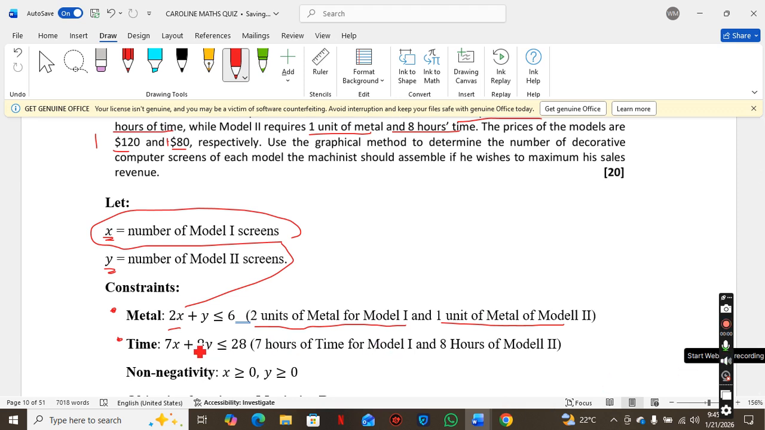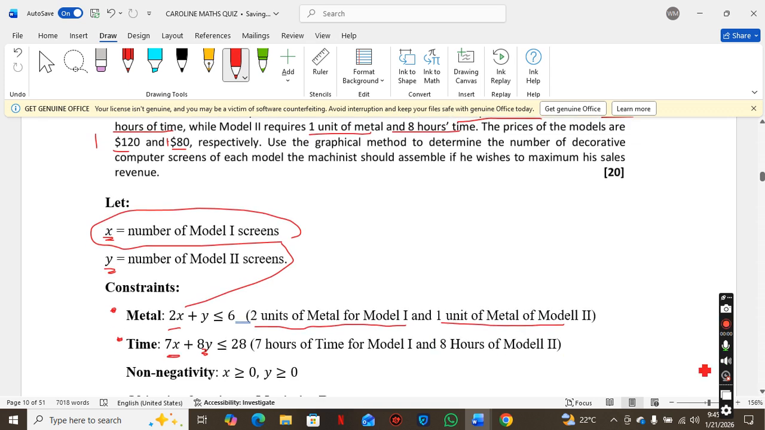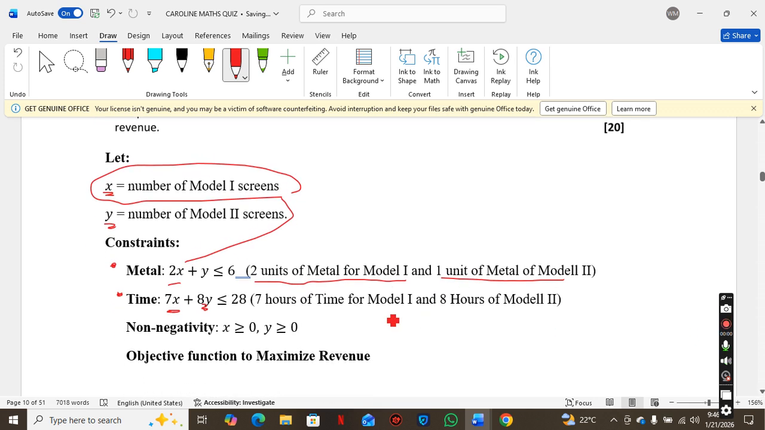Right. Then time. Time is our second constraint. In the question they told us model 1 requires 7 hours. That's why I put 7x here. 7 hours, model 1 units. And then model 2, 8 hours. That's why I put 8y here. And the maximum time we have is 28 hours. So this is our second constraint. Any questions before I move further?